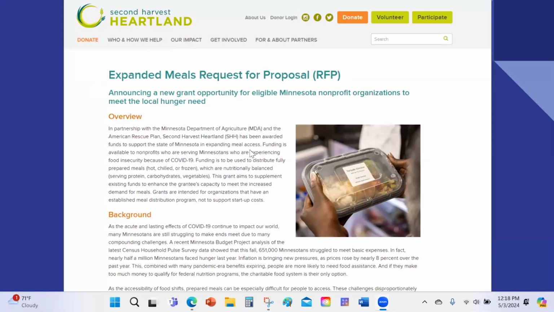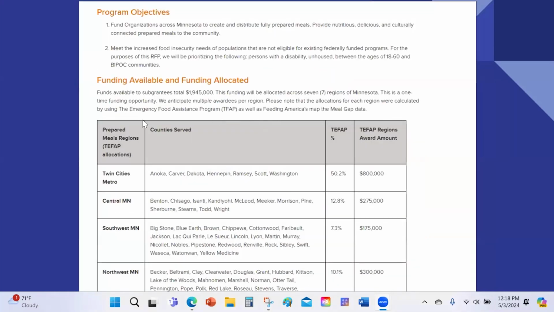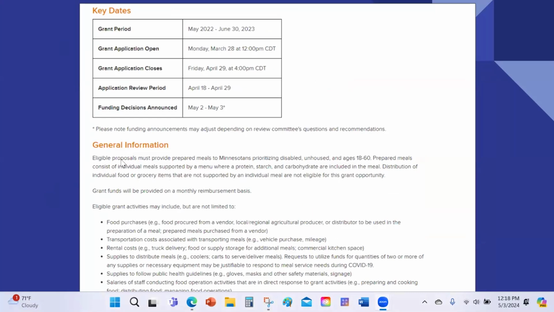Most RFPs now, I would say probably about 95% are going to be online, maybe 98. So you go to the website of the funder and you read their announcement. They're going to give you all of the details. What are the program's objectives? What's the funding available, and so forth. They're going to also give you general information about the funding cycle, when to apply, when is the due date, when's the review period, when will they have their announcements.